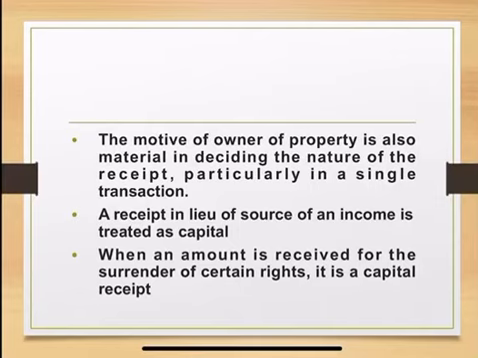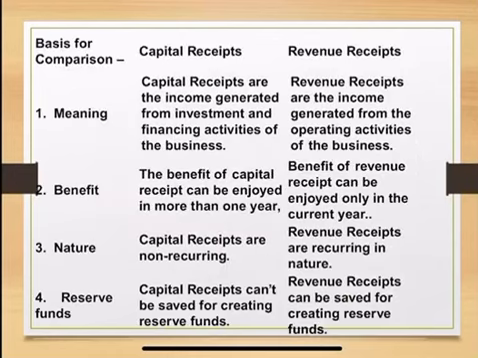When an amount is received for the surrender of certain rights, it's a capital receipt. For example, compensation paid by an improvement trust for the acquisition of agricultural land for the construction of a road, it's a capital receipt, since it is in lieu of right to work on the farm. On the other hand, if the amount received is in the nature of compensation for loss of future profits, it is revenue receipt. So what are the basis of comparison between these two receipts?